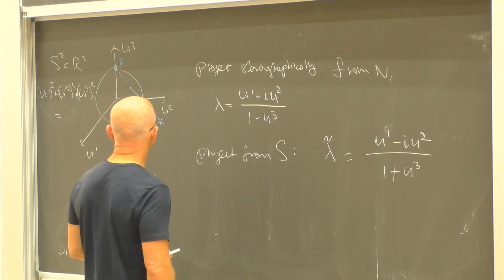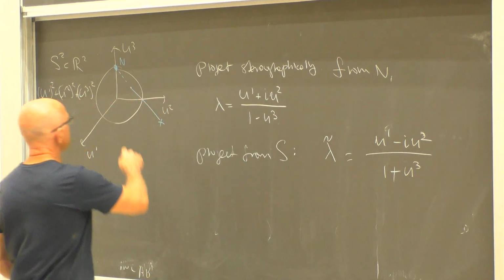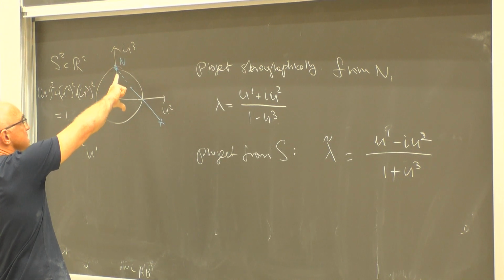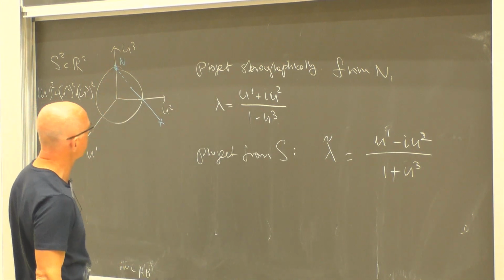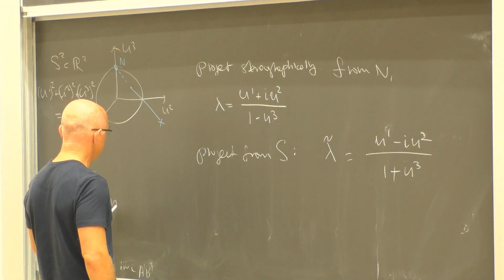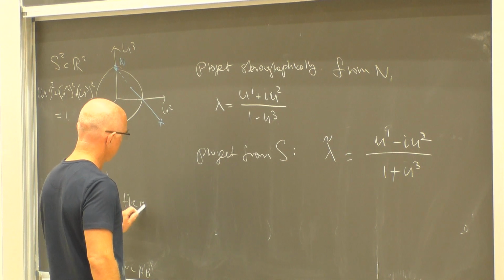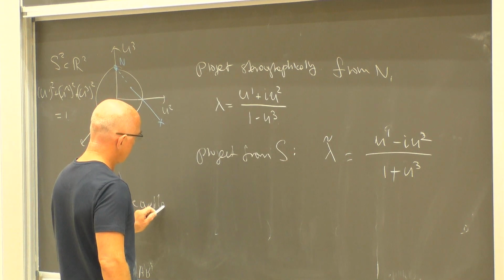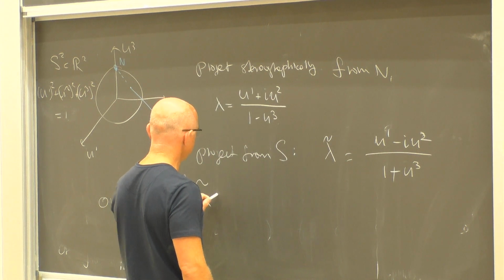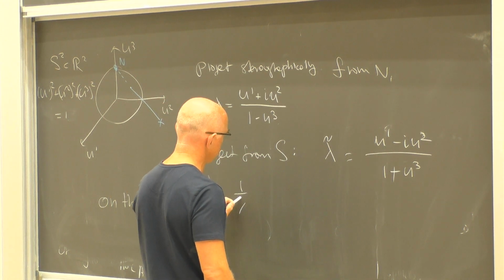Now you find that on the intersection, so you project from here, you've missed one point, you have an open set, which is the sphere minus this point. Here you have another open set. So on the overlap, calculation will show you that lambda tilde equals 1 over lambda.